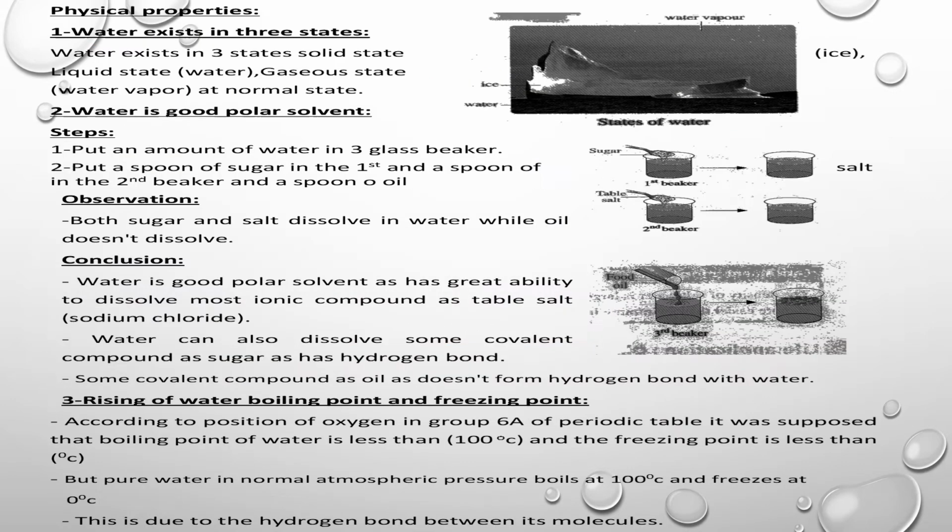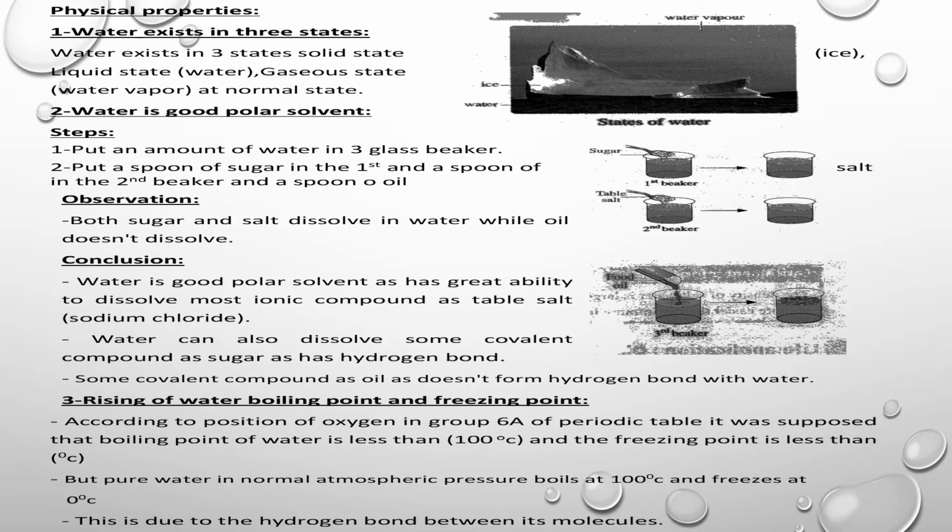First, let's start with physical properties. We have number one, water exists in three states. What are they? Solid, liquid, and gas. Solid, for example, ice. Liquid, water. Gas, like water vapor. Number two, water is a good polar solvent. We use it to dissolve a lot of materials.